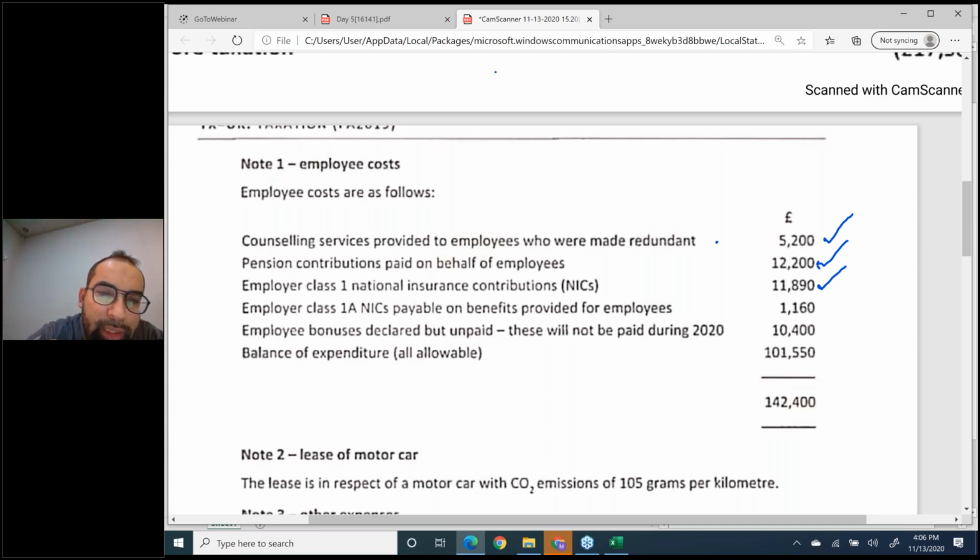Employer class 1A NIC payable on benefits. Yes, class 1A NIC is also allowed, for non-cash benefits. So these two NICs for employees are both allowed. Okay, now January 2020. In this question, our accounting period is ending on.